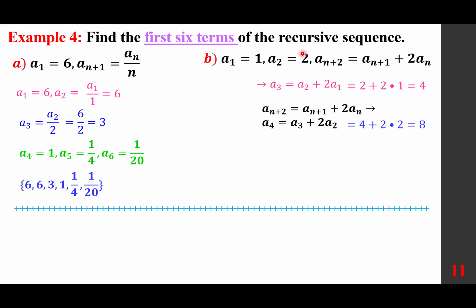The next one is a sub 5. If I want a sub 5, it is a sub 4 plus 2 a sub 3. So 8 and 2 times 4, 8 and 8 is 16. And you can figure out the last one on your own.